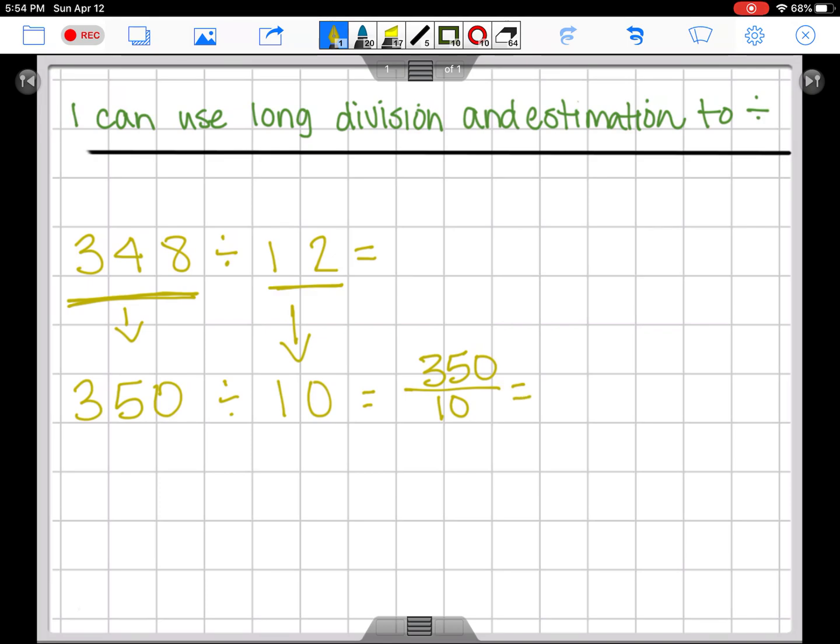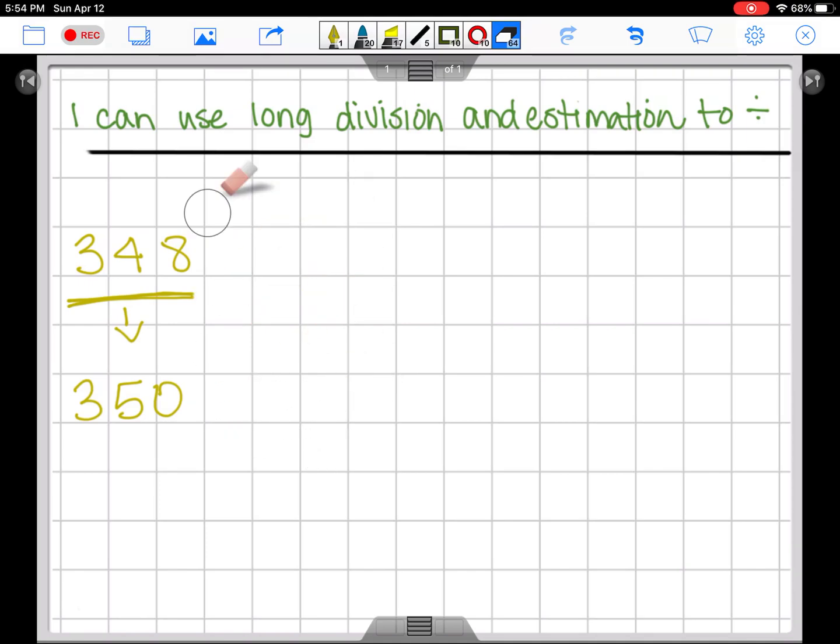and divide each of these numbers by 10 because they both have a 0 at the end. 350 divided by 10, get to cancel those out, would be 35 over 1. Remember, if you have those same digits at the end there, those zeros, you can always cross those out. 35 over 1 just equals 35. So that means that our estimated value here is going to be 35. That is awesome. I'm going to clean this up a little bit.